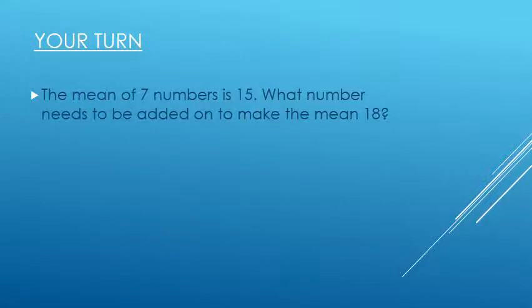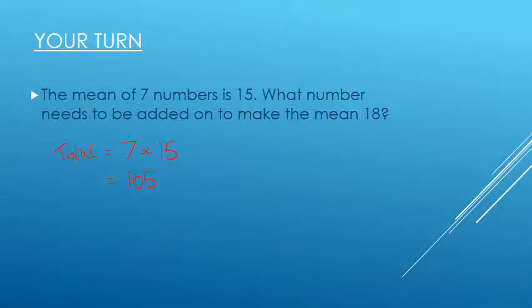Okay, so have a go at this question, pause the video, and then we'll come back and I will go through how to do it. So once again, to begin with, we can work out the total of all of our numbers. Our original total, there's 7 numbers, and the mean is 15, so 7 times 15. 7 times 10 is 70, 7 times 5 is 35. Add them together and we get 105.